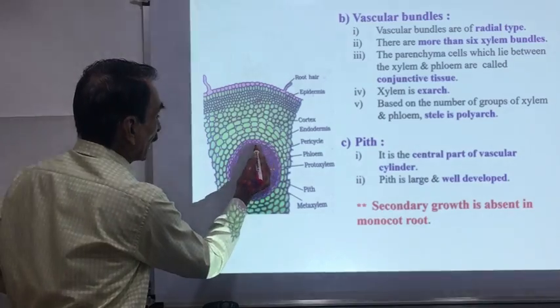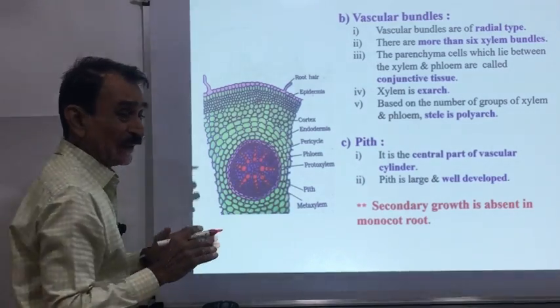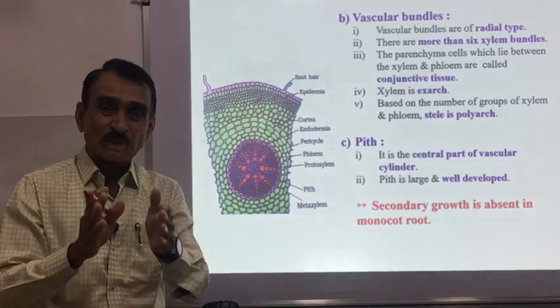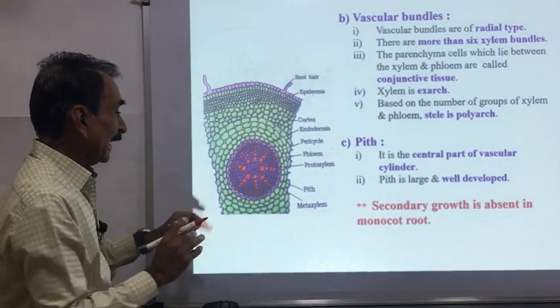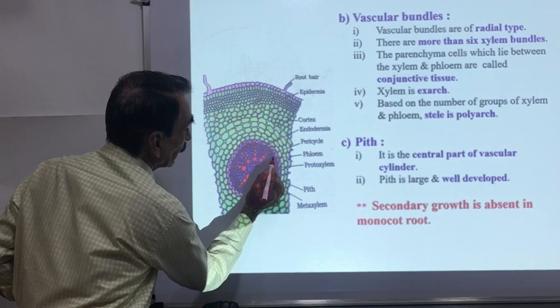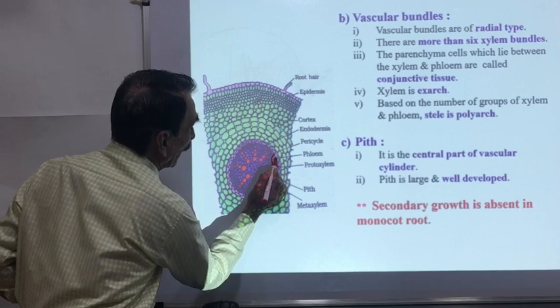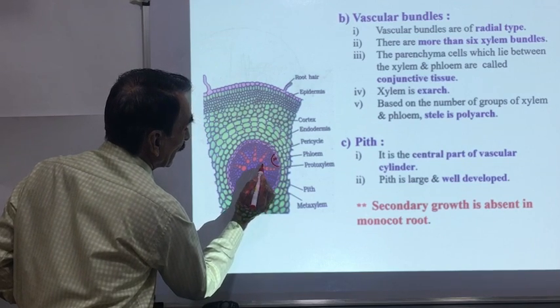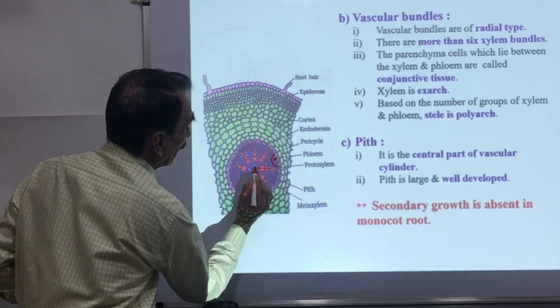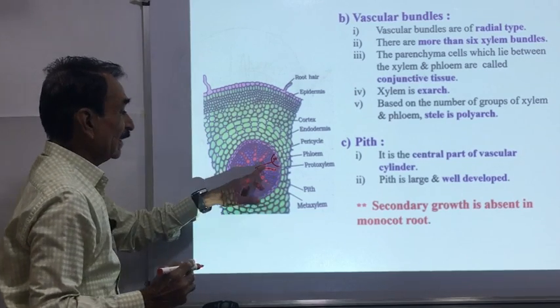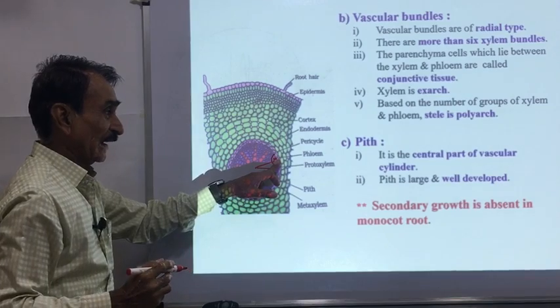Then we shall see the vascular bundles. The vascular bundles are of radial type. In all the roots of dicots and monocots, the vascular bundles are of radial type, meaning xylem and phloem are placed on different radii. Here there is phloem, and here is the xylem. These are placed on alternate radii. You can see xylem is present on one radius, phloem is present on another radius.